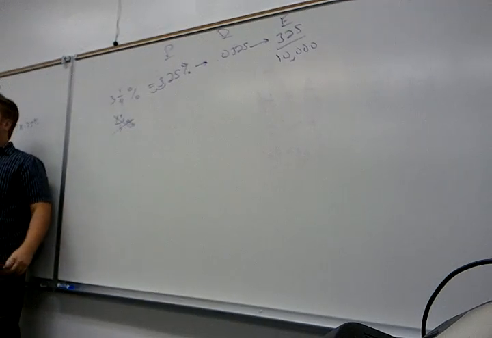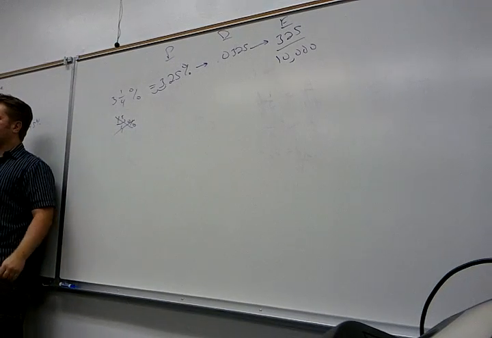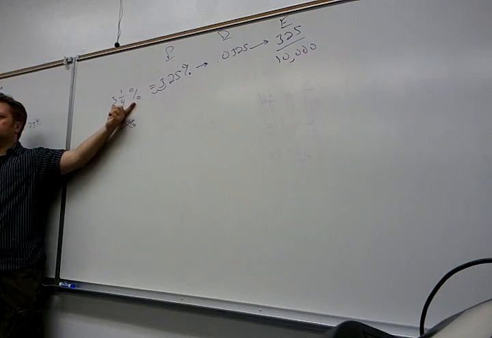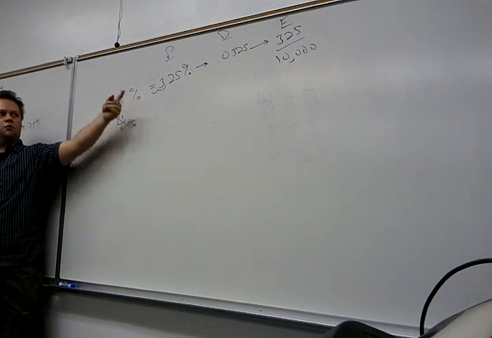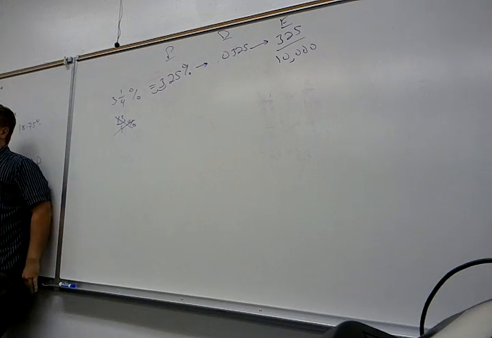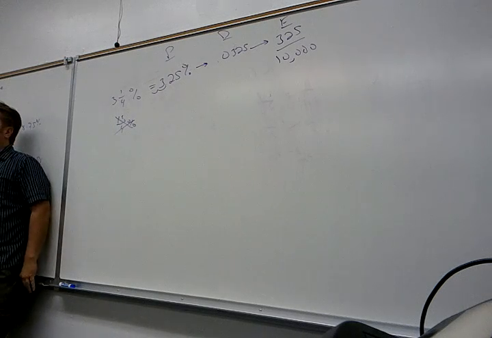It should be a small fraction, because it was such a small percentage to begin with. There's only 3 1/4%. That's kind of small. Should be kind of a small fraction. Only 325 out of 10,000. That's pretty small.